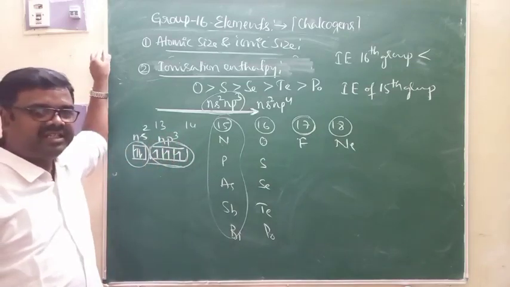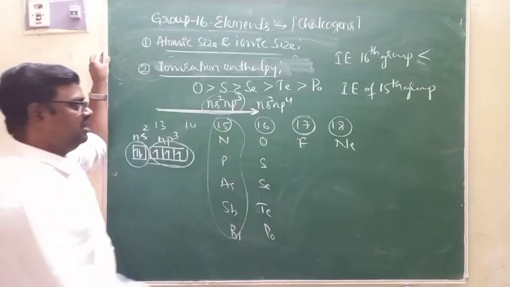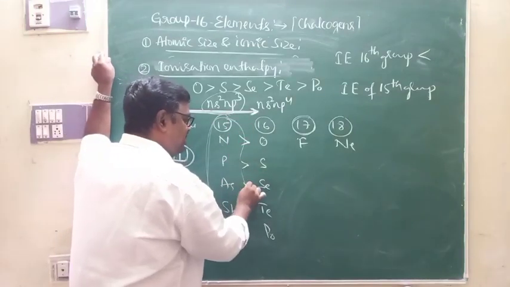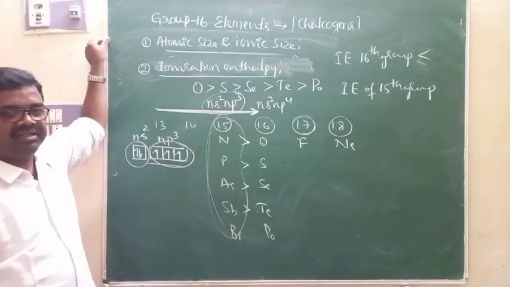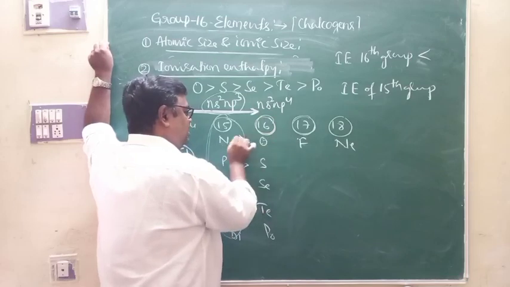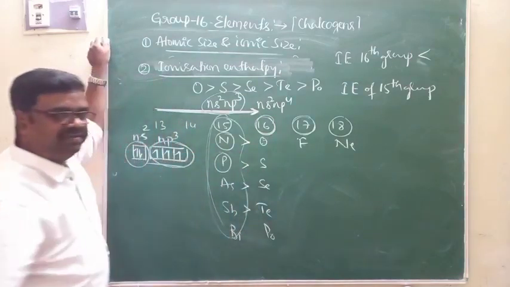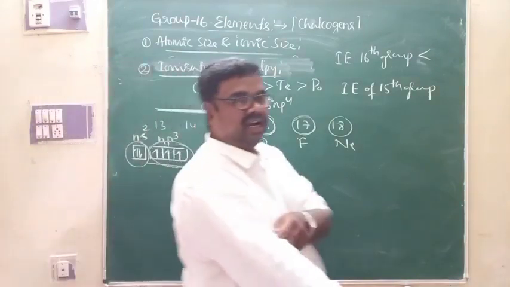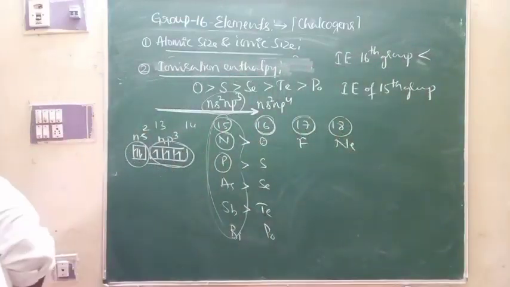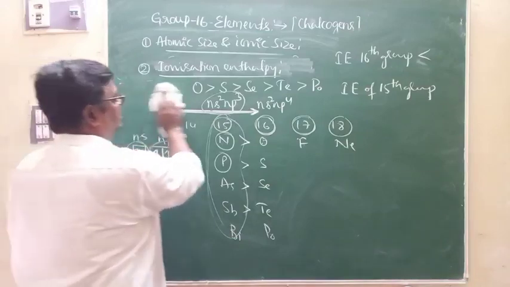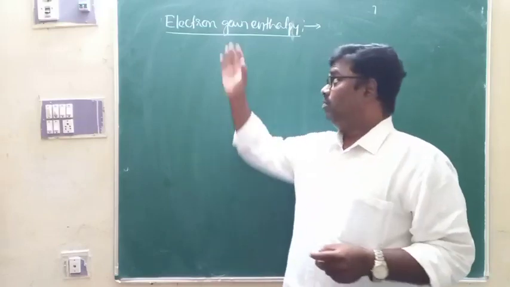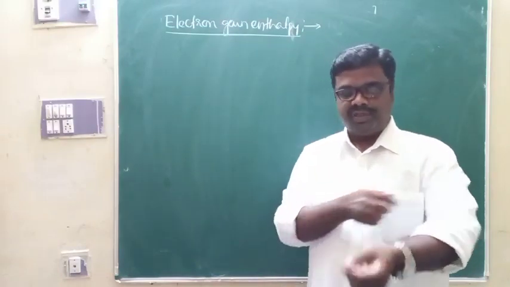That gives extra stability. Because of that, ionization enthalpy of group 15 elements will be greater than the corresponding elements of group 16 elements. Or, ionization enthalpy of group 16 elements will be less than the corresponding elements of group 15 elements. So this is how ionization enthalpy varies. So this is ionization enthalpy as far as group 16 elements are concerned. Let us see one more physical property as far as group 16 elements is concerned.